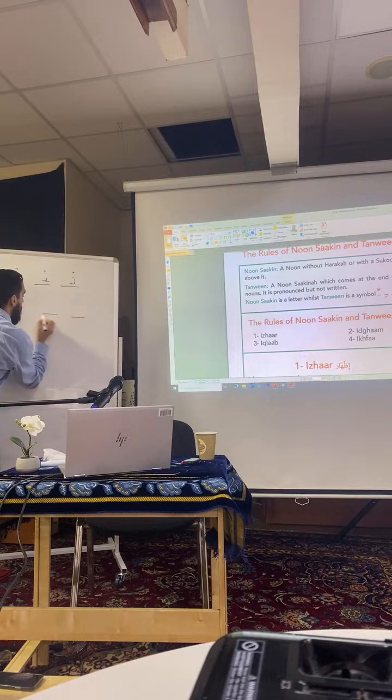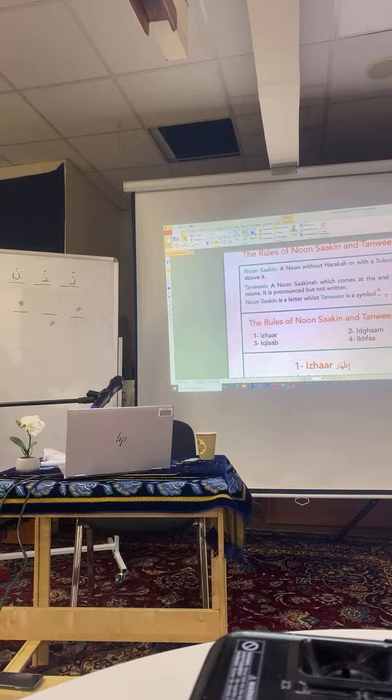One way is like this: two parallel lines exactly on top of each other at the top, which makes the sound an. Two parallel lines at the bottom of a word, which represents any word, just like hangman, and that makes the sound in. And then a dhamma symbol with this semicircle on top of it, and that makes the sound un. So this is one set of tanweens.